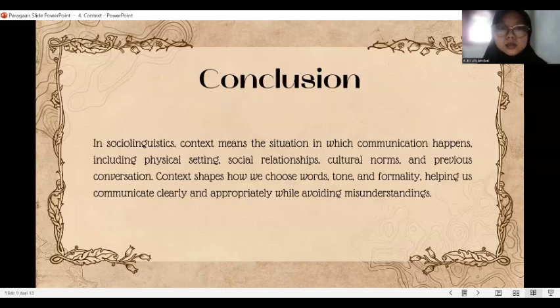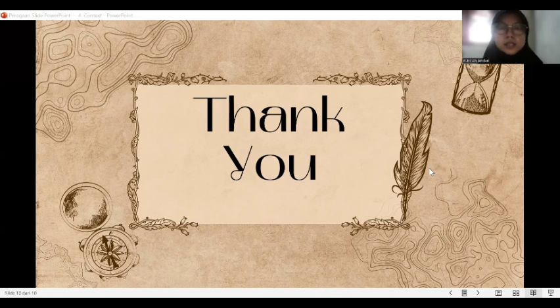The conclusion is in sociolinguistics, context means the situation in which communication happens, including physical setting, social relationships, cultural norms, and previous conversation. Context shapes how we choose words, tone, and formality, helping us communicate clearly and appropriately while avoiding misunderstanding. And that's all from me for topic 1, topic 2, topic 3, and topic 4 for the final test of sociolinguistics.